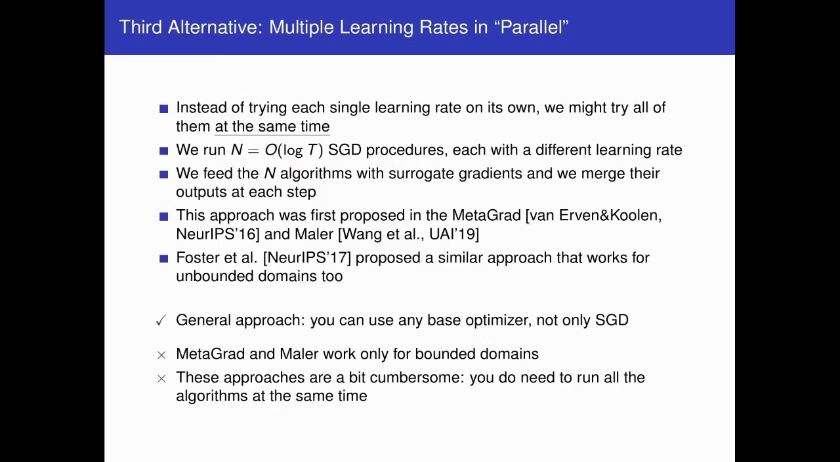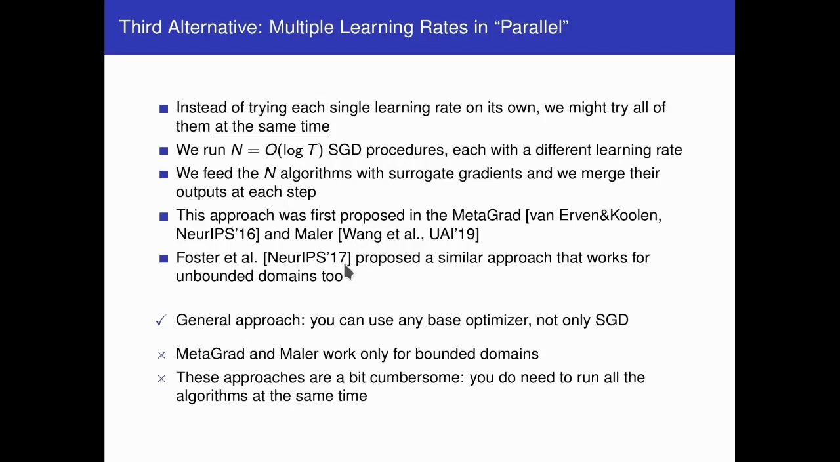Another alternative is looking at all the learning rates that you want to try and saying, instead of trying them one by one, I want to try them all at the same time. So I have a bunch of stochastic gradient descent procedures, and you can show that you just need a logarithmic number of them in the total number of iterations. Each one of them has a different learning rate. You run all of them at the same time, and you have a way to fuse all the iterates generated by all these different procedures, so that in the end you have just one iterate in each step. Otherwise you would have to query a lot of gradients. In this way, you just query one gradient. And then you pass surrogate gradients to these procedures.